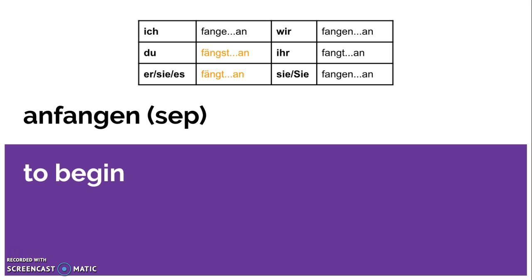Anfangen. This is separable. It does mean to begin, so when we're using it, it's kind of strange, but you'll put the an at the end of the sentence. You also have the verb beginnen, but you might see anfangen a little bit more. Now, it is an ablaut verb, so in present tense, du and er/sie/es change a little bit. They get the umlaut on the A, so we have du fängst an, and er/sie/es fängt an. The rest are all regular, so we have ich fange an, wir fangen an, ihr fangt an, and sie und Sie fangen an.